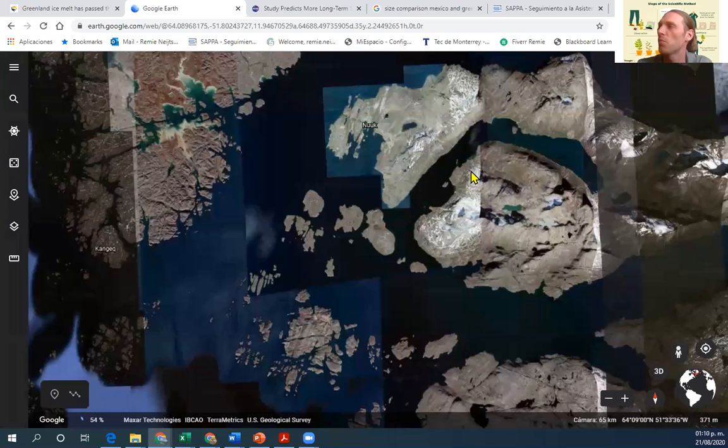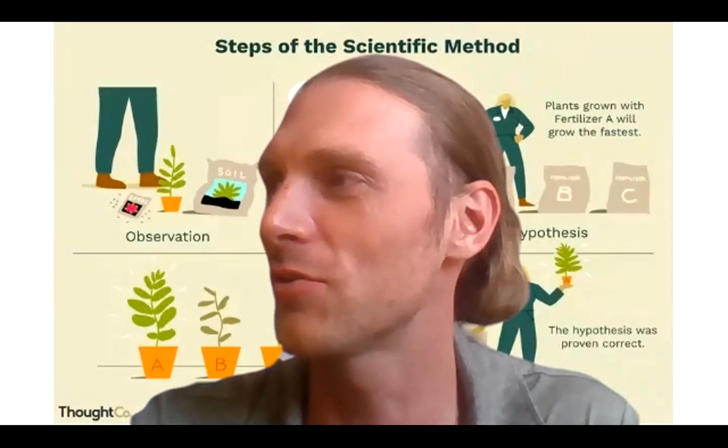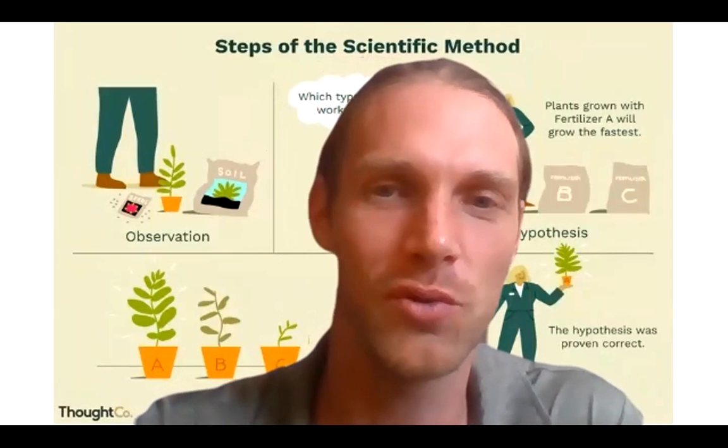I would love to go, but yeah, it's not going to happen soon because I don't have enough savings yet, I guess. But I would really love to go to Iceland, to Greenland. I think it must be beautiful.